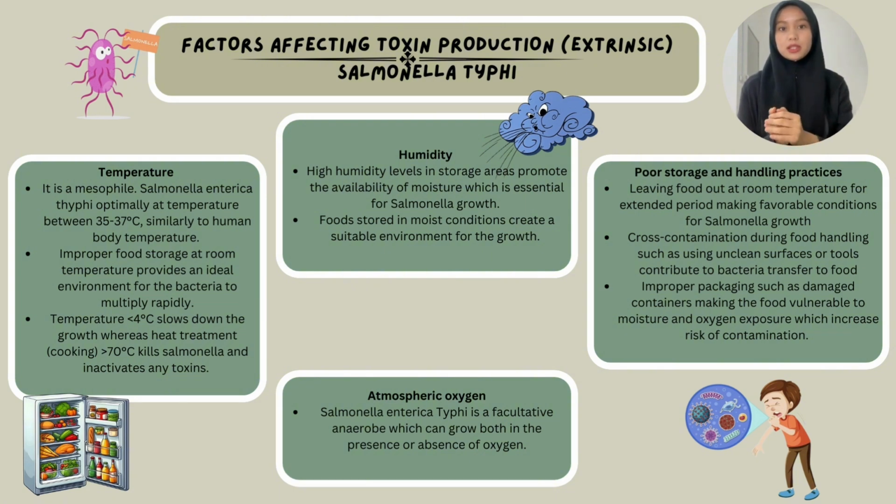Second factor is humidity. High humidity levels in storage areas promote moisture availability, essential for Salmonella growth. Food stored in moist conditions creates a suitable environment for the bacteria to grow. The third factor is atmospheric oxygen. Salmonella typhii is a facultative anaerobe, which means it can grow both in the presence and absence of oxygen. Next is poor storage and handling practices, which can significantly contribute to Salmonella contamination. For example, leaving food out at room temperature for extended periods, cross contamination during food handling using unclean surfaces or tools, and also improper packaging such as damaged containers, exposing food to moisture and oxygen.